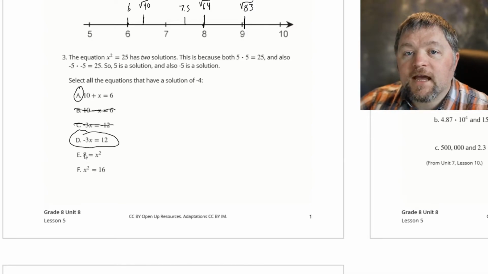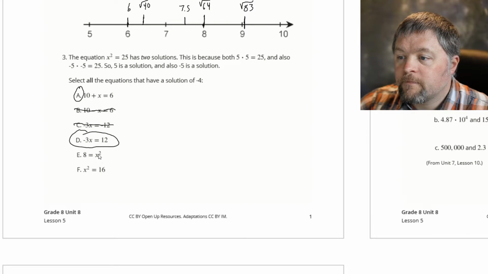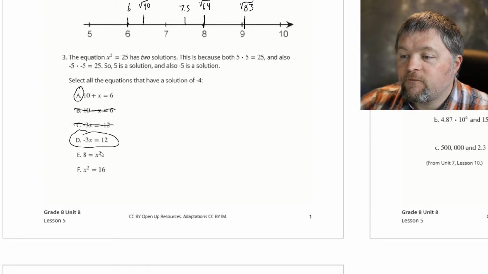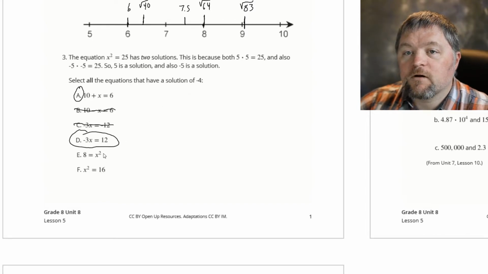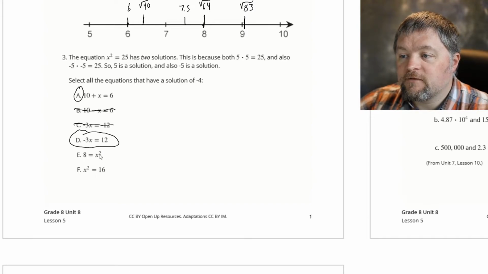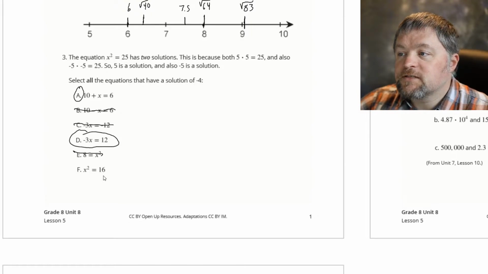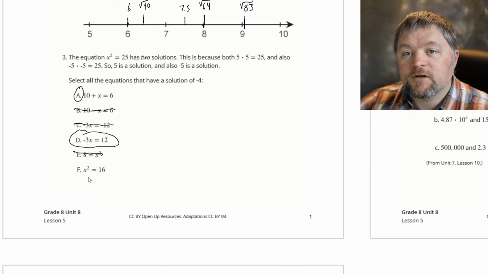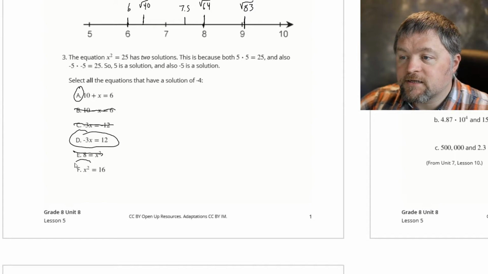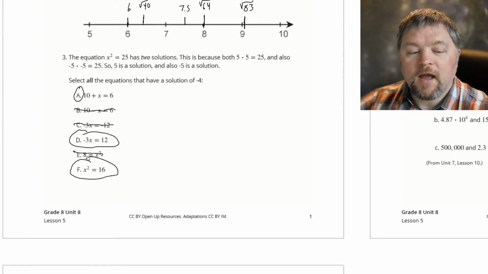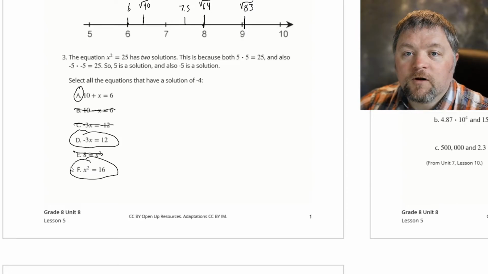8 equals x squared. If we substitute in negative 4, we would have negative 4 squared equals 8. Negative 4 times negative 4 is 16. That's not equal to 8. That does not work. X squared equals 16. If we substitute in negative 4 here, negative 4 times negative 4 is positive 16. So A, D, and F work for this one.